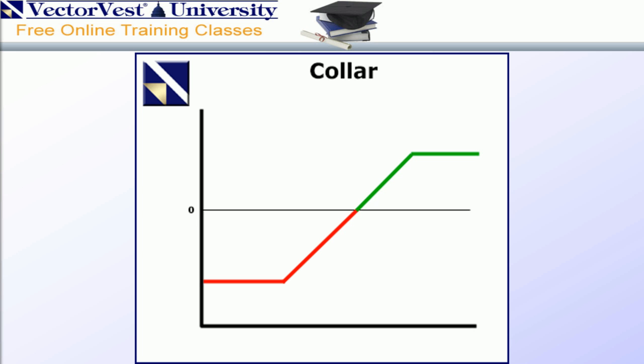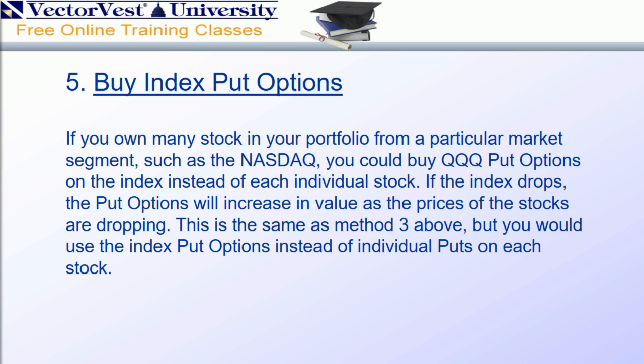So now let's move on to the next option, buying index put options. So as we mentioned previously, buying a put is a great way of protecting your profits in your stocks. But what happens if you're diversified in multiple stocks, and buying insurance on each individual stock can get pricey? So another option is buying a put option on the overall index.